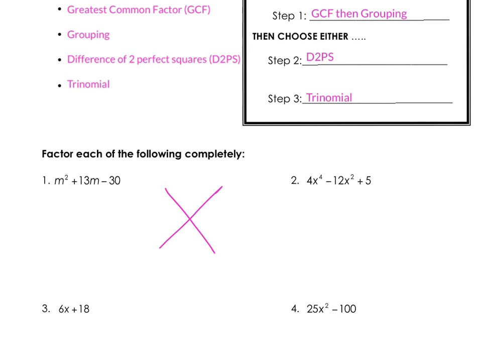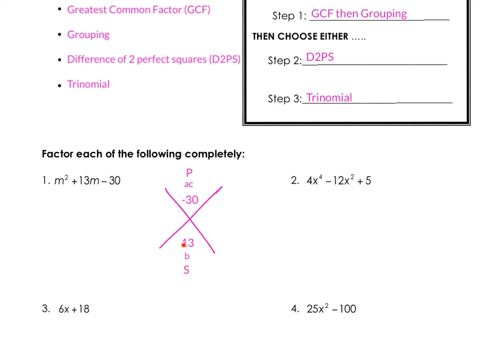I get negative 30. So I added in here the P for the product, A times C, so that you know where that comes from, the negative 30. Then down here, the S for the sum. And remember that comes from the B term, which in this case is 13, because it's in standard form. Okay, so then I need two numbers that have a product of negative 30 and add up to 13.